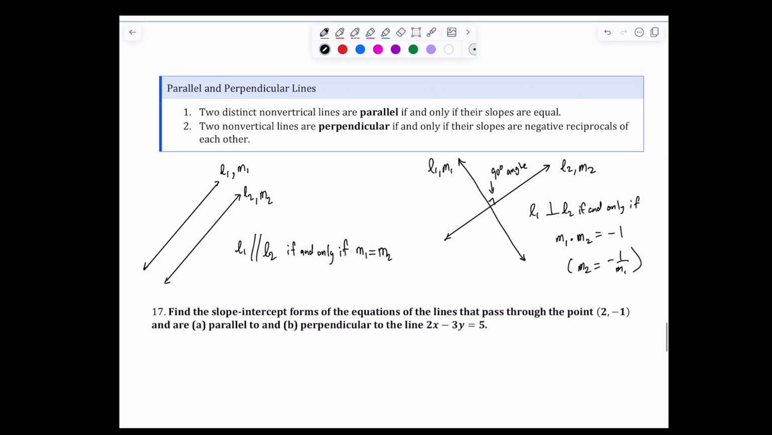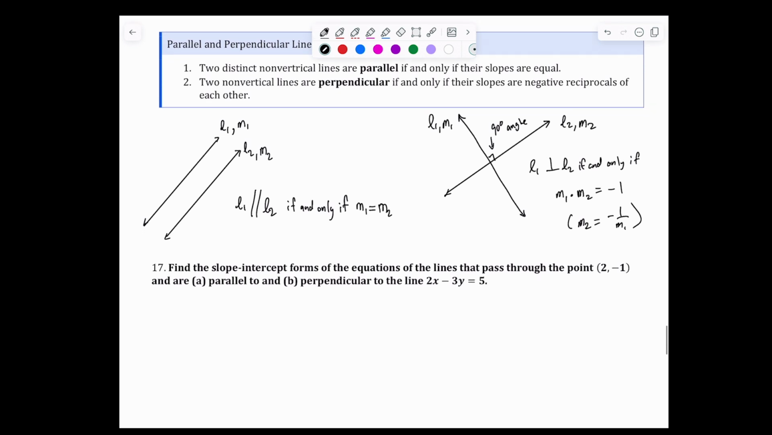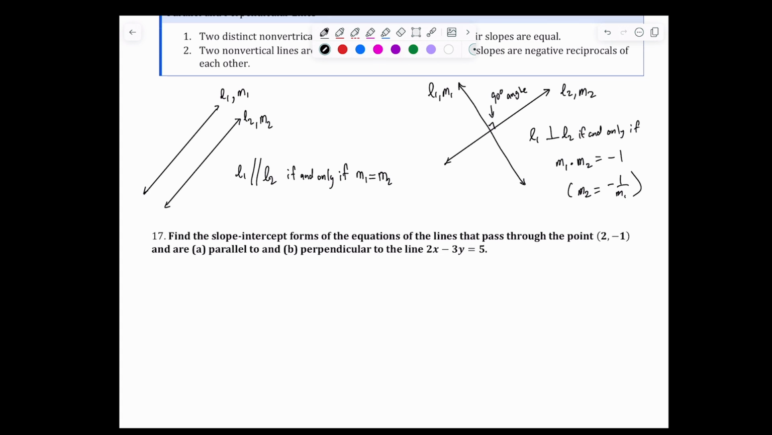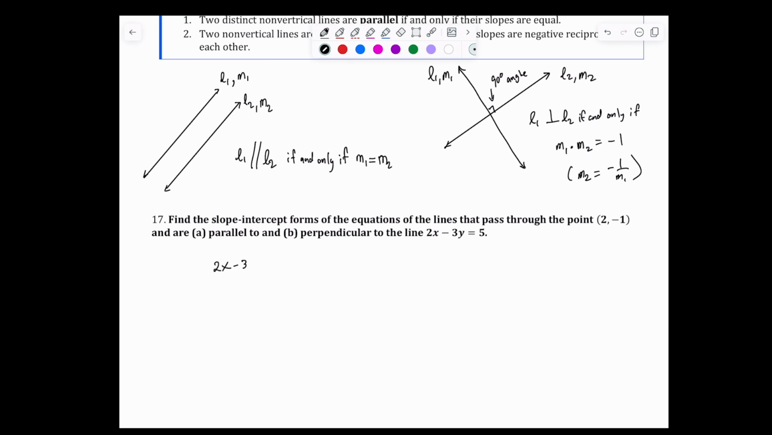Okay, let's see a problem that illustrates this concept. So number 17 here, we're finding the slope-intercept form of the equations of the lines that pass through the point (2, -1) and are parallel and perpendicular to the line 2x minus 3y equal to 5. So we're looking for a line that's parallel to 2x minus 3y equal to 5 that passes through the point (2, -1), and also a line that's perpendicular to it that also passes through the point (2, -1).